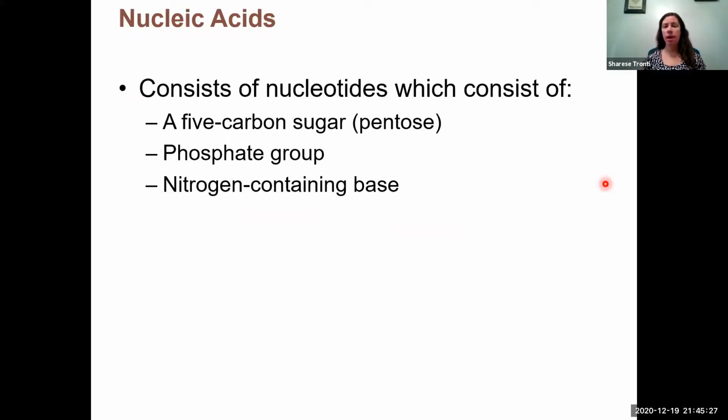So we talked about carbohydrates, lipids, proteins, and lastly, we have nucleic acids. The basic unit of nucleic acids is nucleotides, and it has 3 parts. We have a 5-carbon sugar. So this would be your deoxyribose or ribose here. We have a phosphate group. And lastly, we have a nitrogen-containing base. This base is going to be your A, T, C, or G.